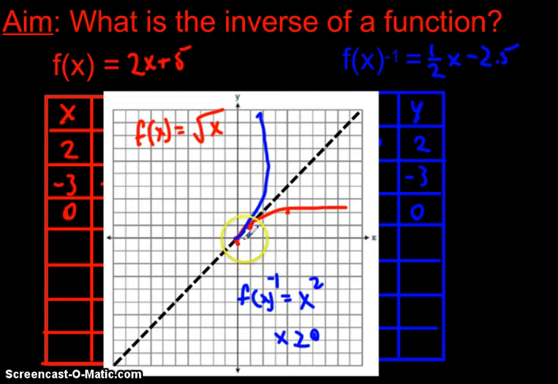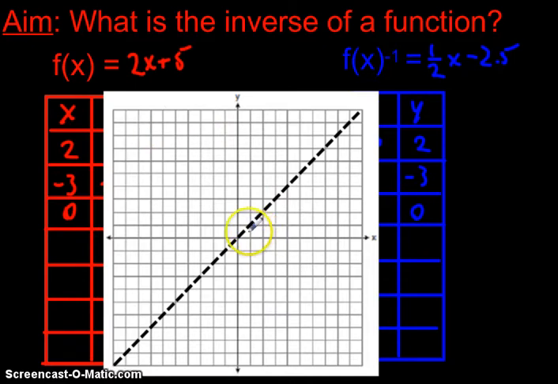Alright, so inverses reflect across the line y equals x. Also interesting, if you take the composition of a function and its inverse, so let's say we took these two functions from earlier, and we took their composition, you should get x. So f of f inverse of x should be equal to x, and let's check that.